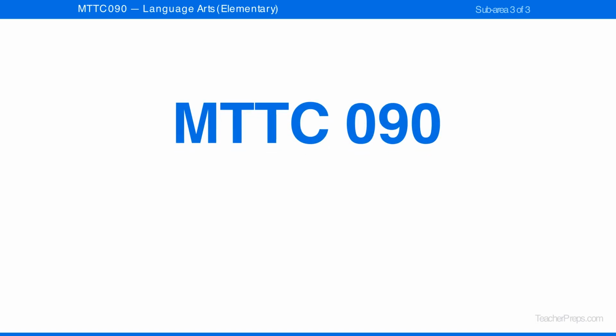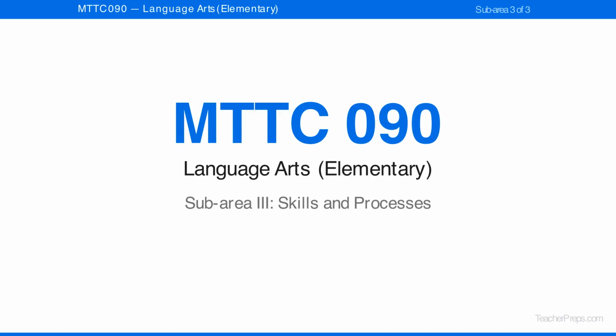Hi there, future teacher. Do you need to pass the MTTC 090 Language Arts Elementary exam? If so, you've come to the right place. In this video, we're going to do a deep dive into Subarea 3, Skills and Processes, which makes up 36% of your exam. That's roughly 36 out of 100 questions. This subarea covers reading strategies, vocabulary instruction, the writing process, research skills, media literacy, and student self-assessment. We're active listeners, right? So grab your pen and paper and let's get started.